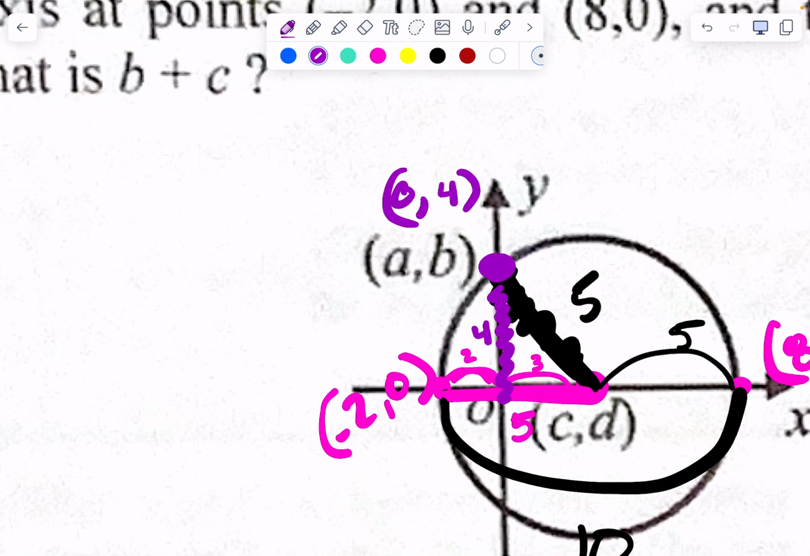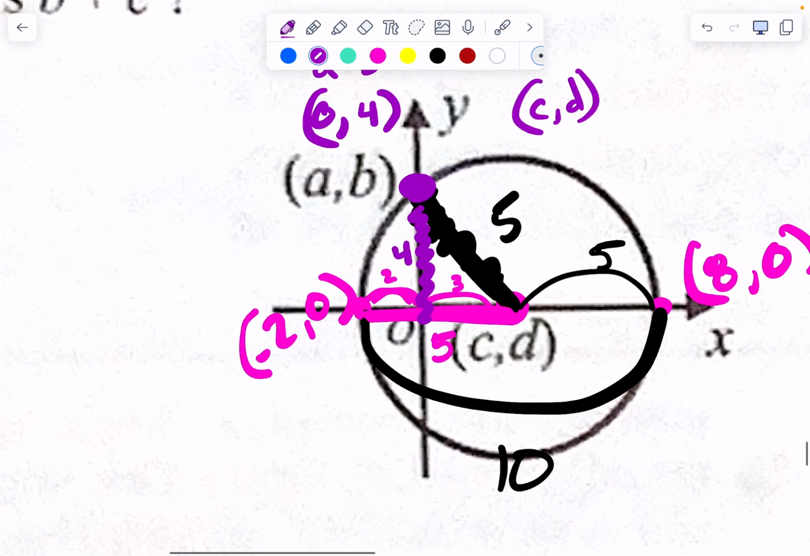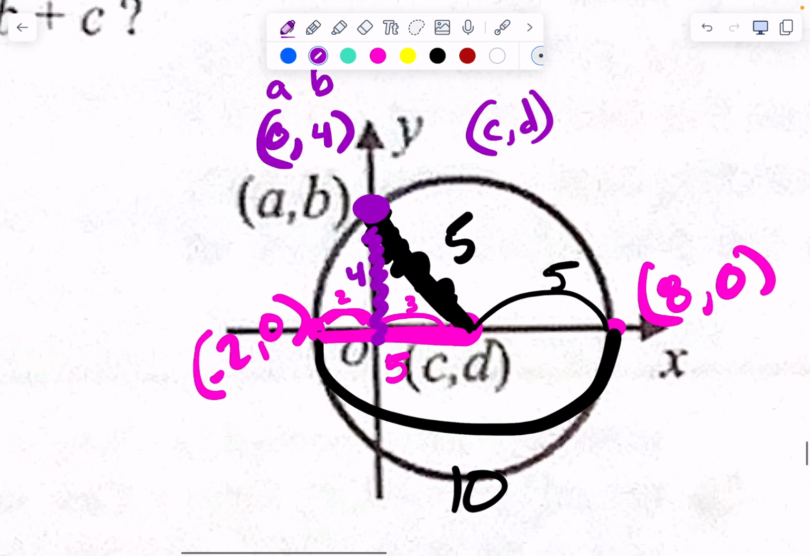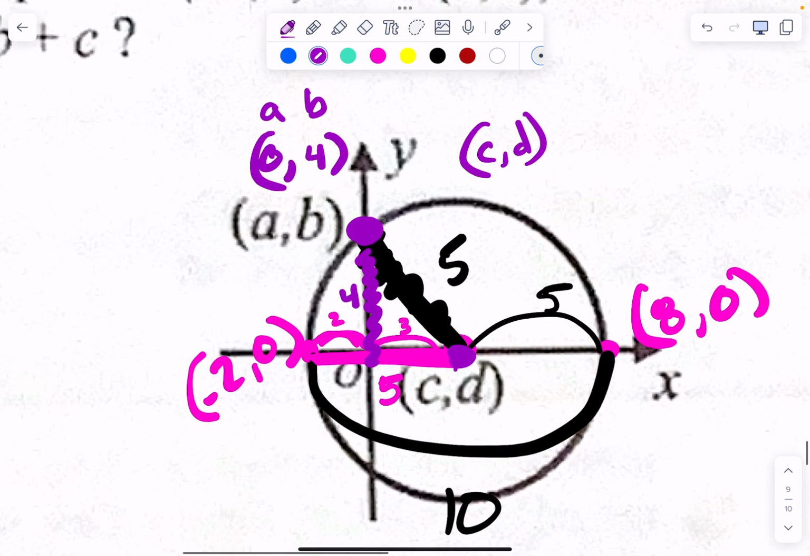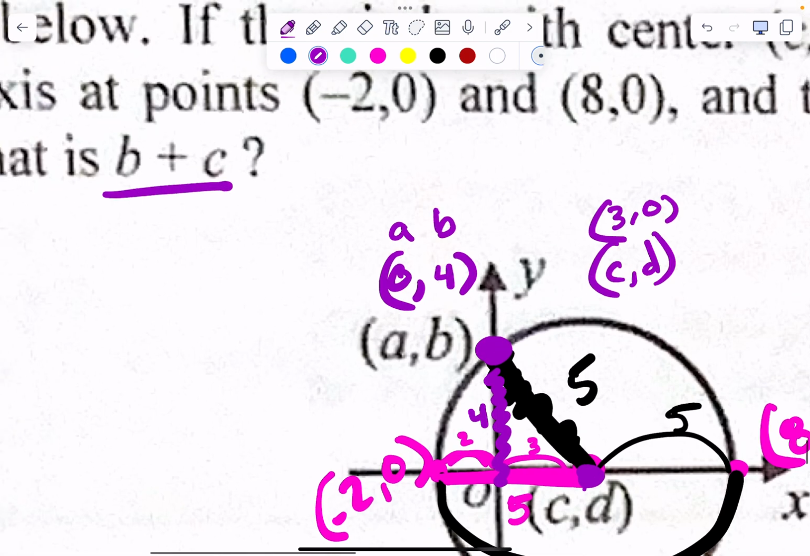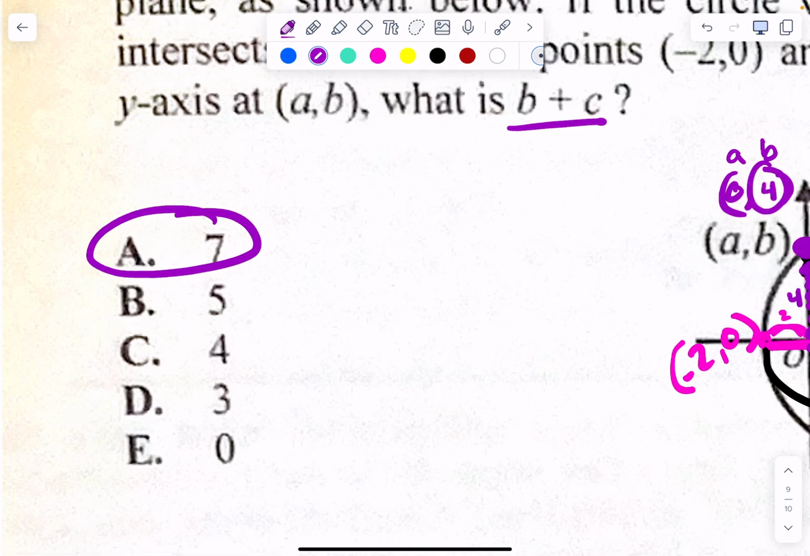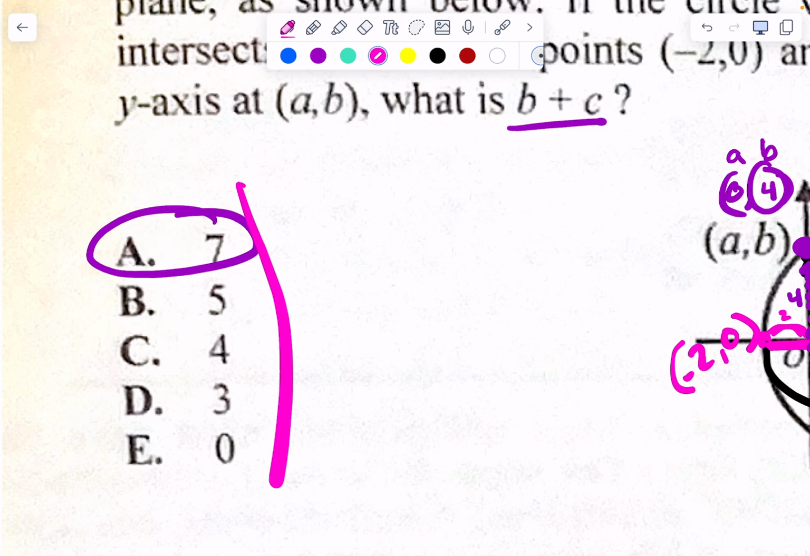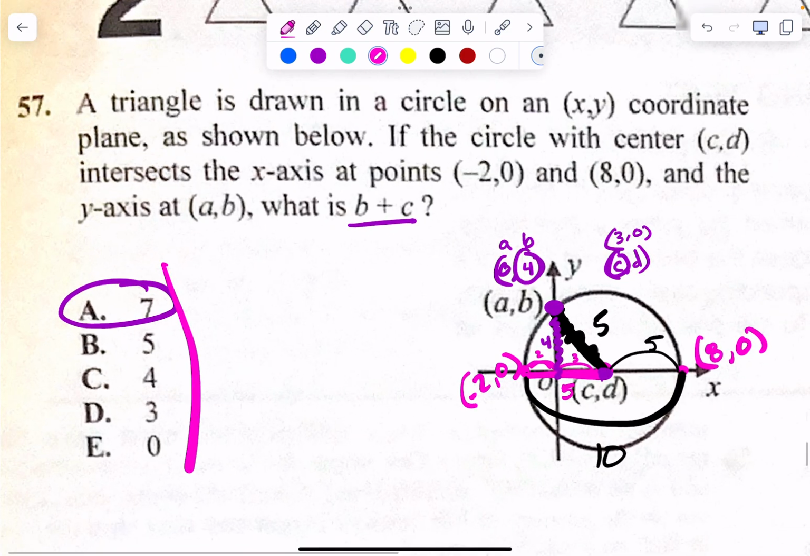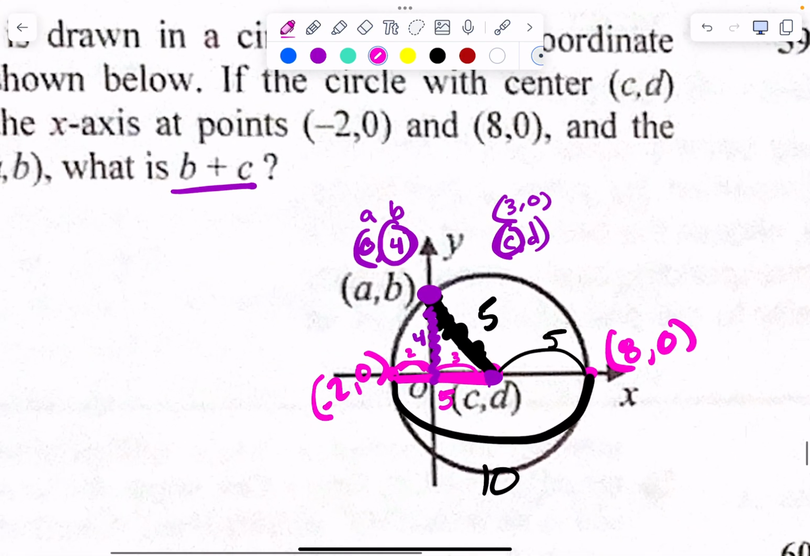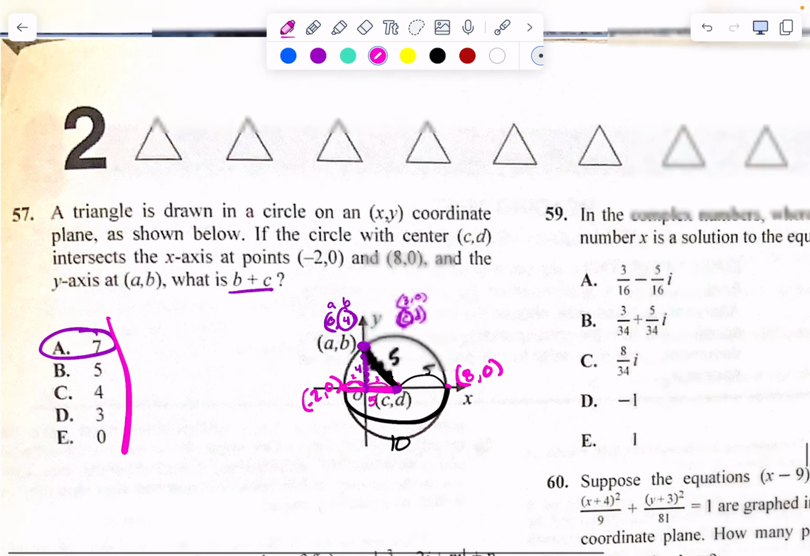Okay, what is C, D? So A is 0, B is 4, C, D is 3, because the radius would be 5. So C, D is 3, 0. What is B plus C? B is 4, C is 3, so 7. Here's an example again of how they list them in order: 3, 4, 5, 7, 0. They're always going to be in order. Okay, good. That was just a process of elimination. Again, no calculator at all.